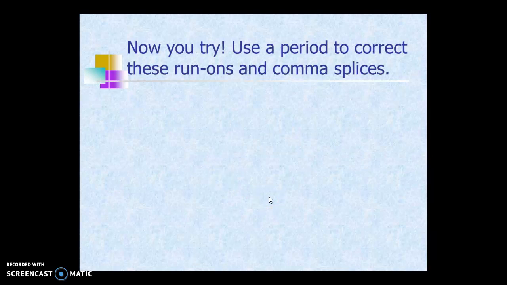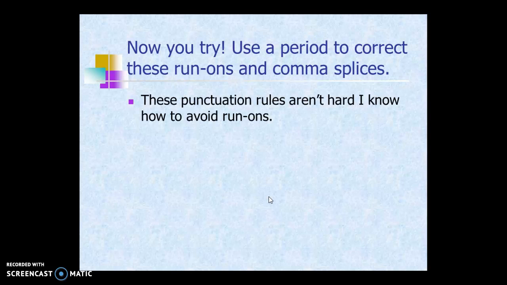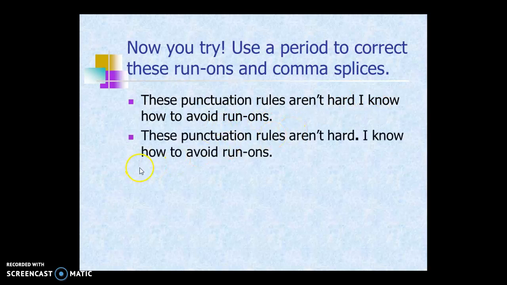Now you try it. Use a period to correct these run-ons and comma splices. These punctuation rules aren't hard. I know how to avoid run-ons. Where is the problem? The problem is right here. These punctuation rules aren't hard. And then we have another idea. I know how to avoid run-ons. Here, in order to fix the problem, we have used: these punctuation rules aren't hard. Period. I know how to avoid run-ons. A period has separated the two ideas and has fixed the mistake, which was a run-on sentence, having no periods or any punctuation between two ideas.